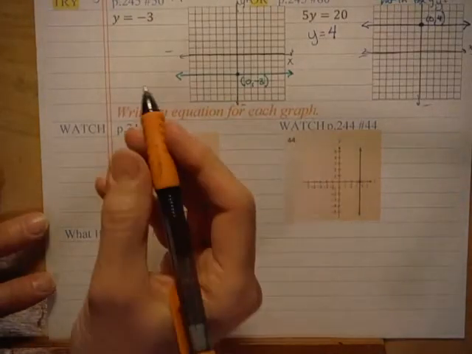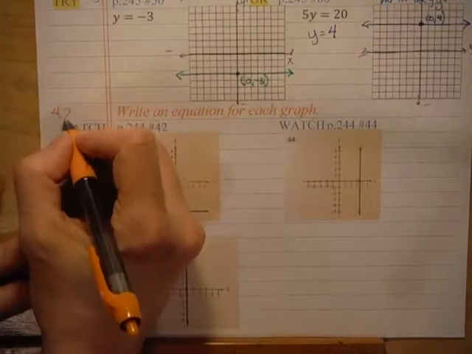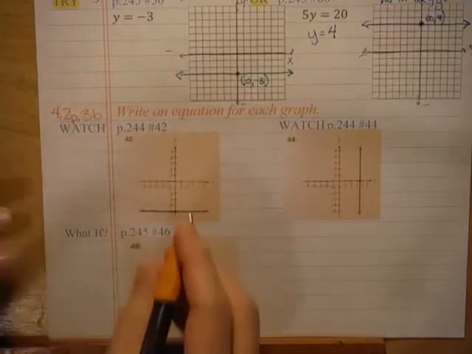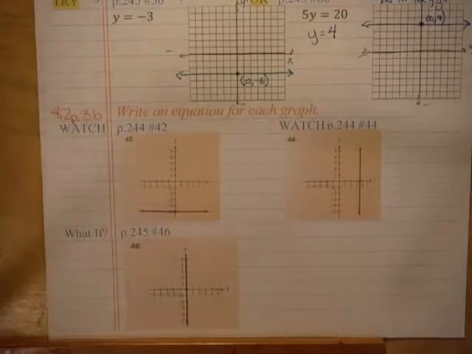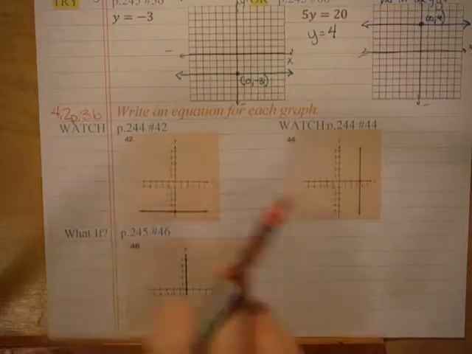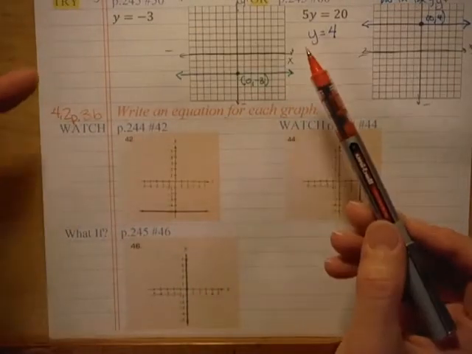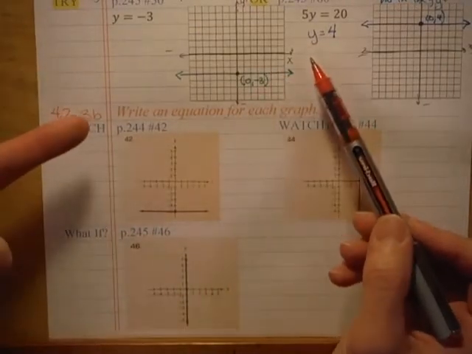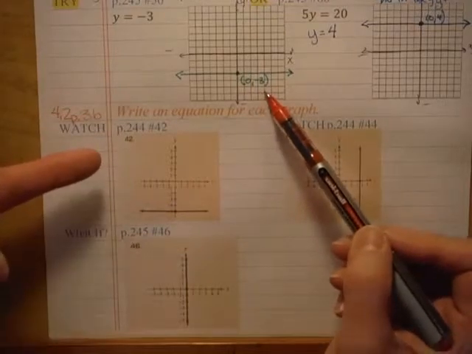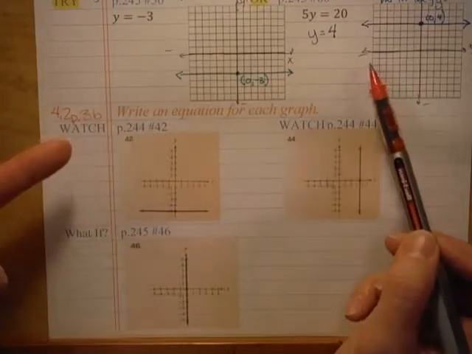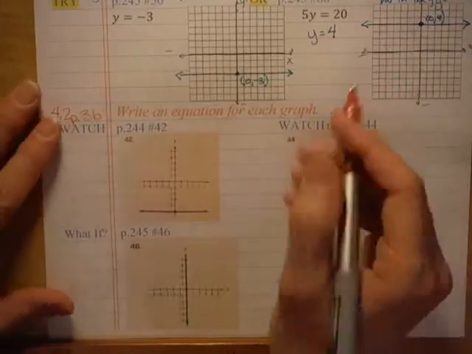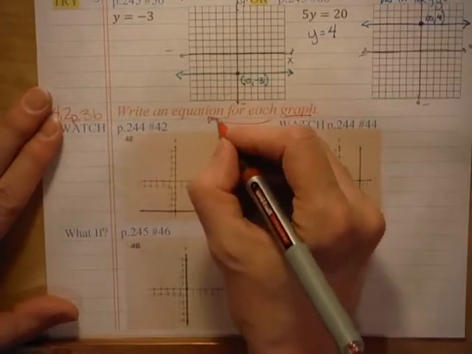Alright, here we are at the bottom of page 3. We're in 4.2, page 3b for the videos. And now we're going to write an equation for each graph. What we were doing up above is they were giving us the equation, and we had to come up with the graph, and they ended up being all horizontal and vertical. Now they're going to show us the graph, and then we turn around and write the equation.